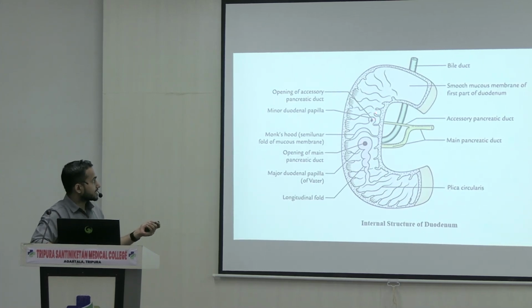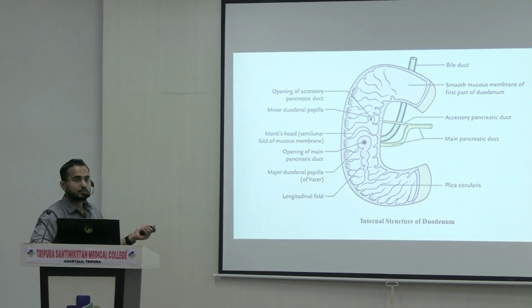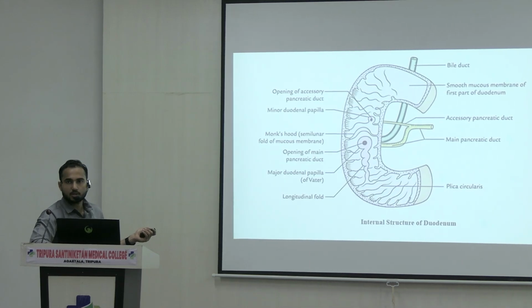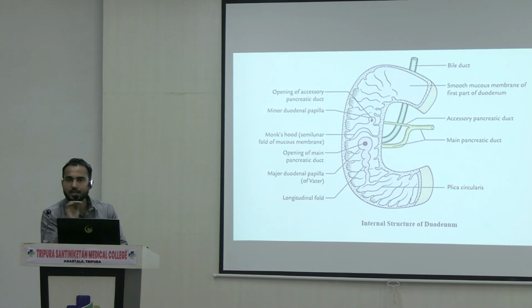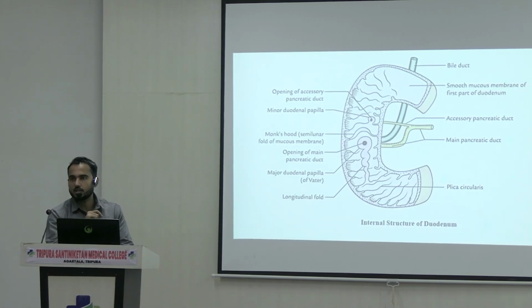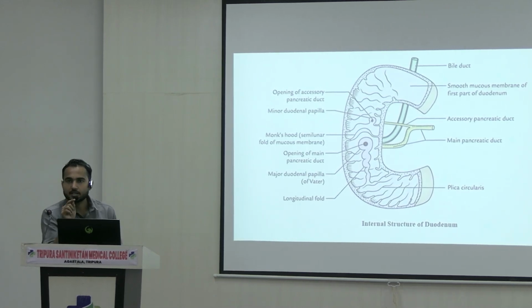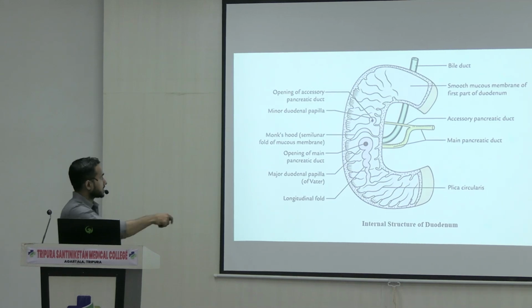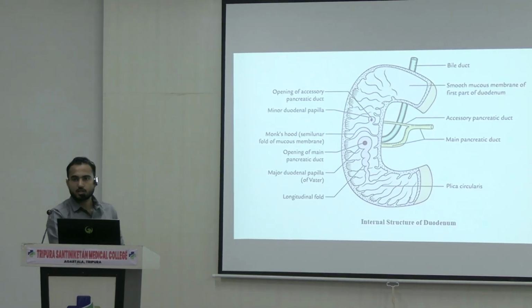Next, if you see the circular folds, there are certain areas in the interior of the duodenum where the folds are not exactly circular. In some parts they are semicircular, in some parts longitudinal. I hope you can notice. If you see the minor duodenal papilla, above this, can you see the fold? It is semicircular. Here also, this is the major duodenal papilla, and above that you can see the fold is semicircular.